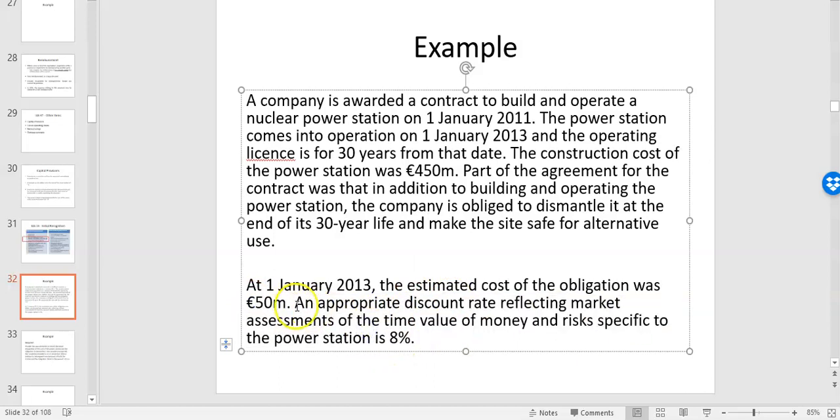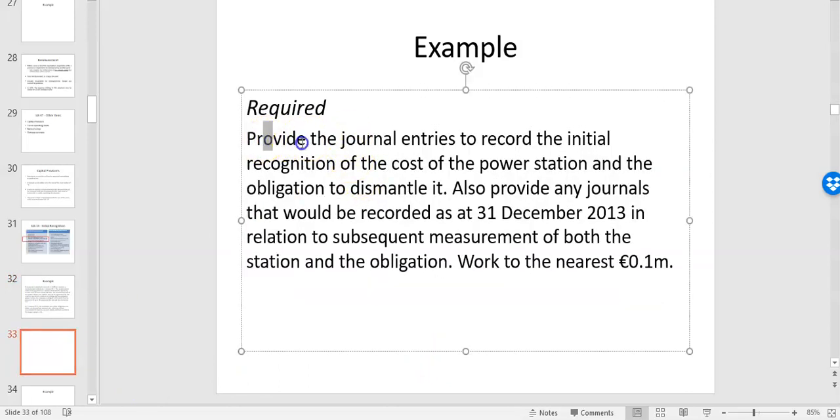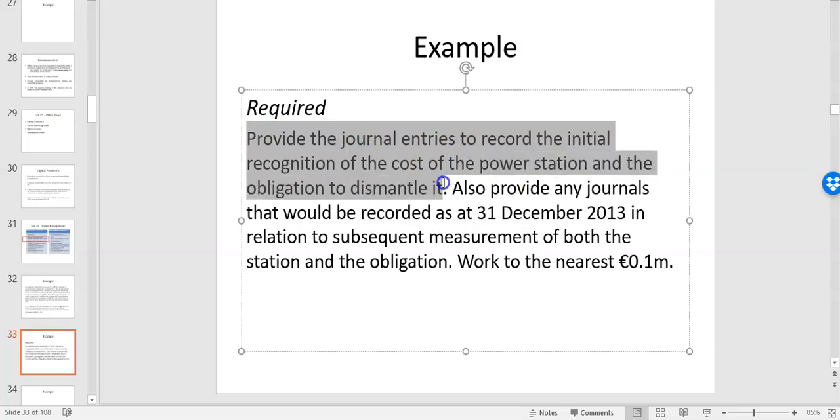So this is a present obligation, right? It's going to happen, it's probable, but it's out in the future. And we know from our lecture this week, if the time value of money is material, and it certainly will be because it's 30 years out in the future, then we're going to recognize it today. So they're asking you to provide the journal entries to recognize the initial cost of the power station and the obligation to dismantle, and the journal entries recorded at the year end 2013 for the subsequent measurement.